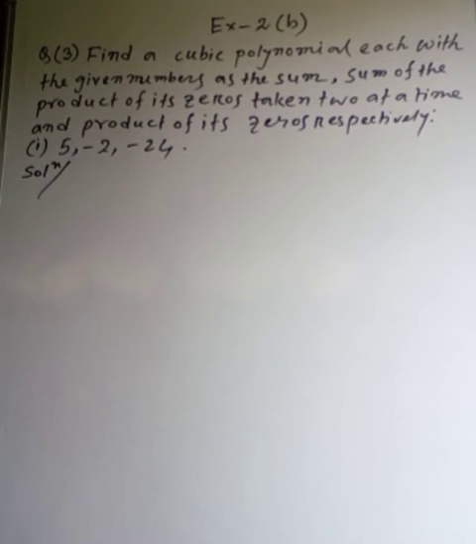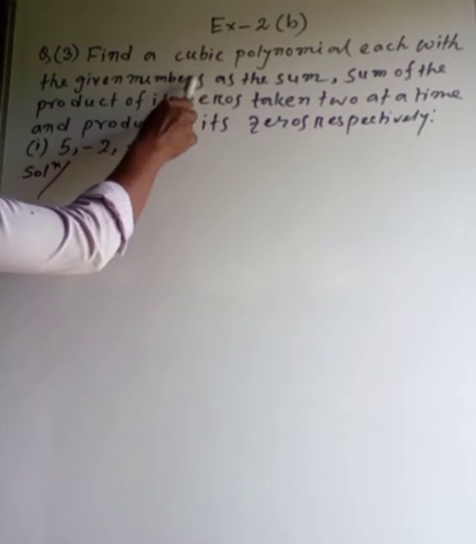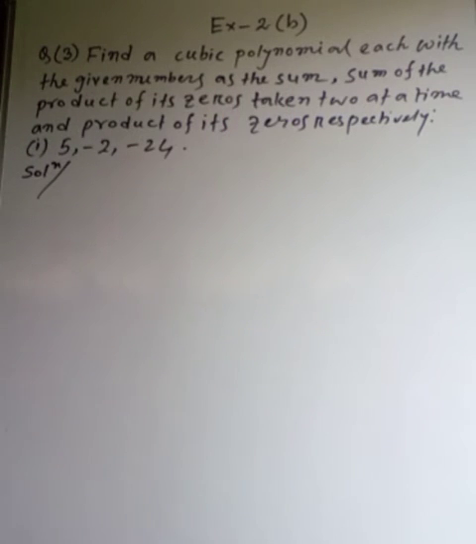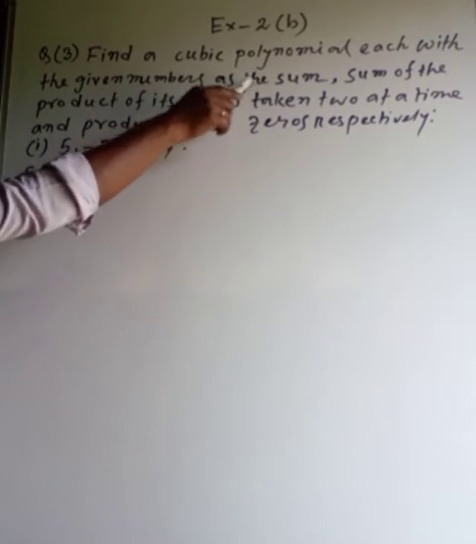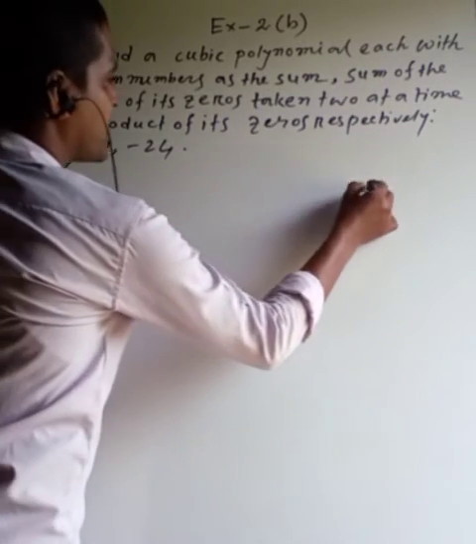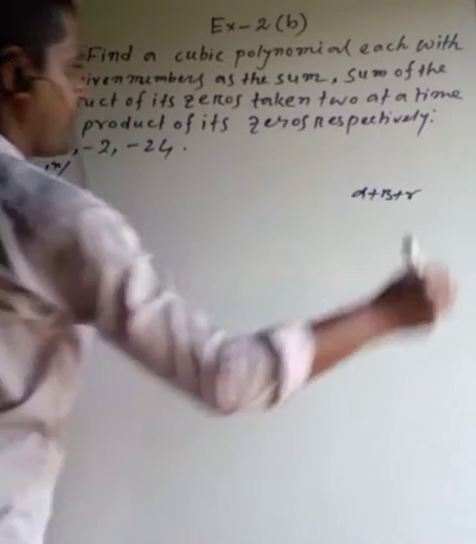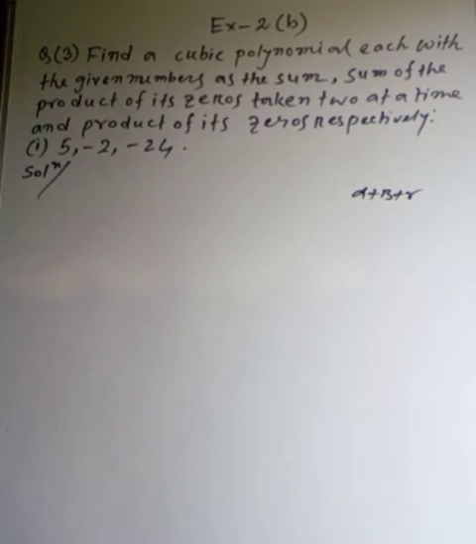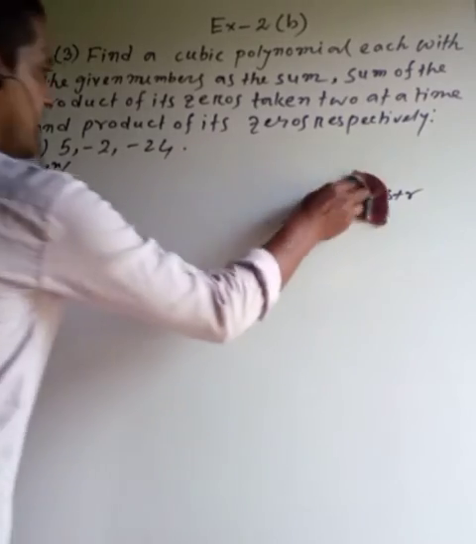So from this question, what we can understand, according to the first part of the question, given numbers as the sum. This is the first part of the Roman 1. What is this? 5. It means the sum of the zeros. And sum of the zeros means alpha plus beta plus gamma. Alpha plus beta plus gamma means the sum of the zeros.